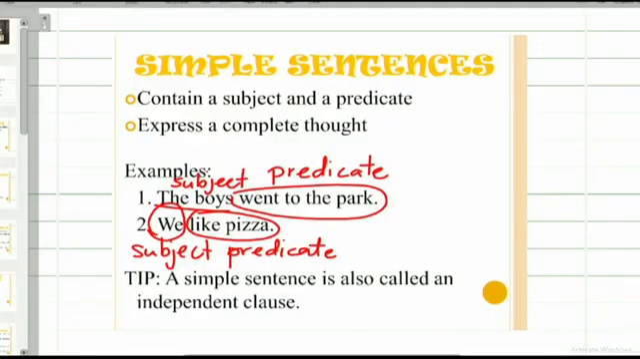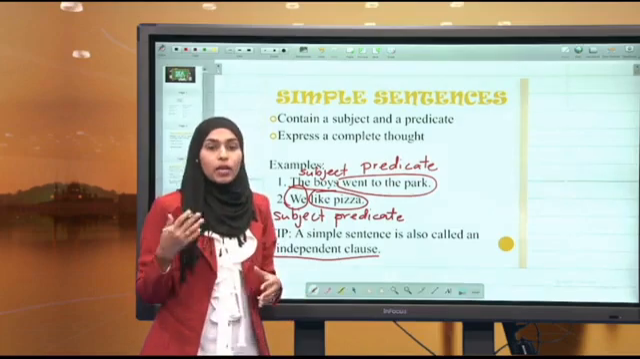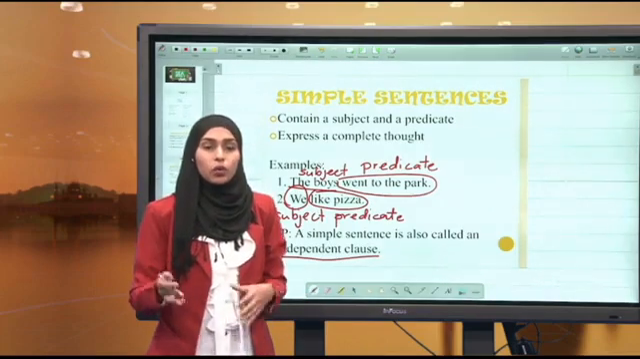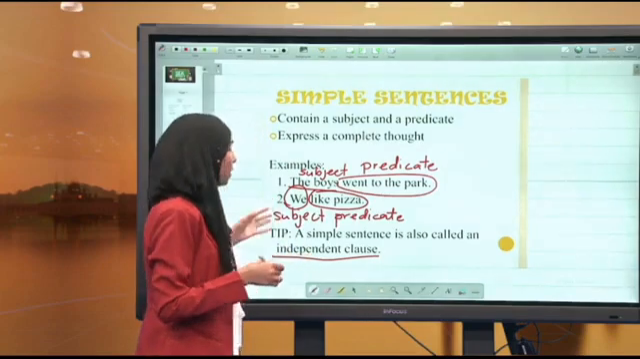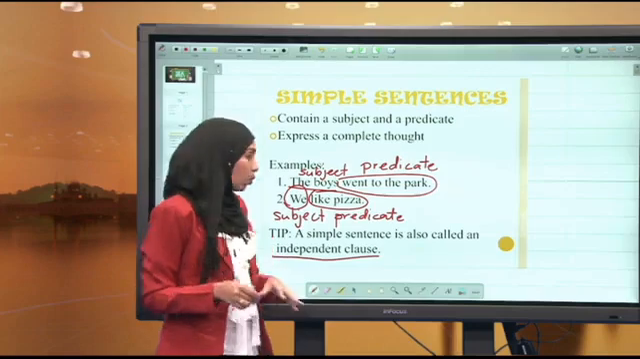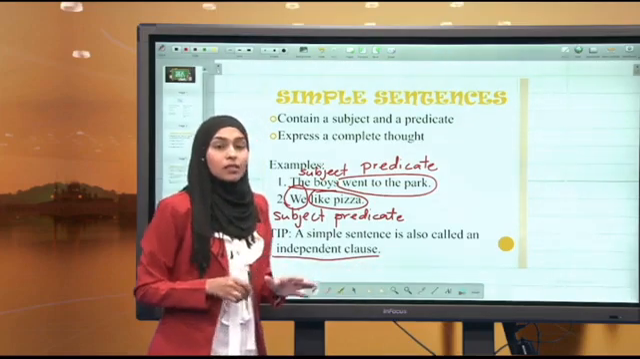You should know also a very simple tip, just a reminder, a simple sentence is also called an independent clause. Now this phrase, independent clause, you might get a little confused, you're not sure what the word independent means. It's like when your mommy or daddy is telling you, be independent, be responsible. It can stand on its own. So independent means that you can do things on your own. Independent clause here suggests that the sentence can stand on its own.